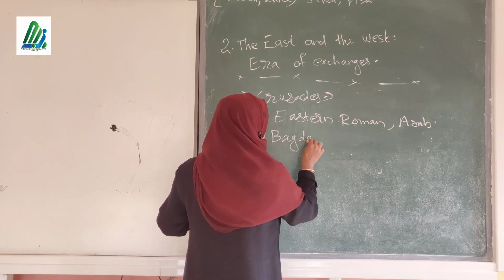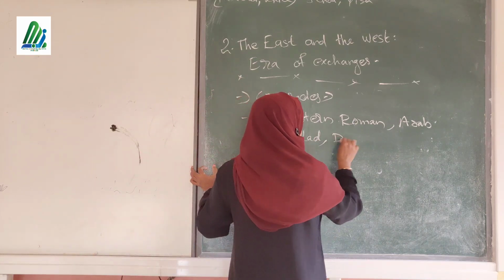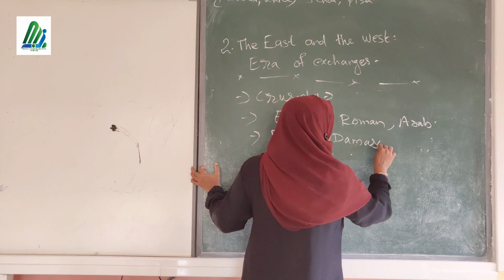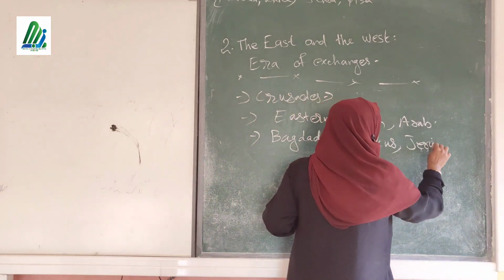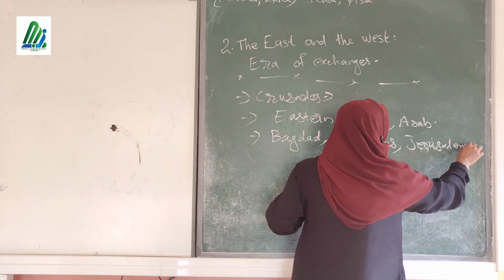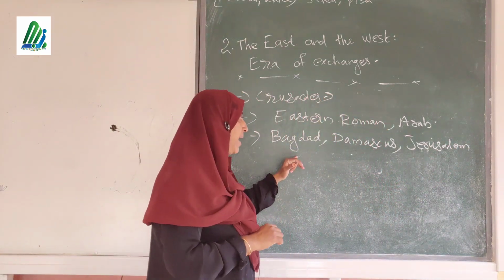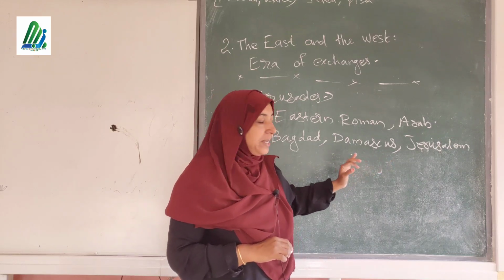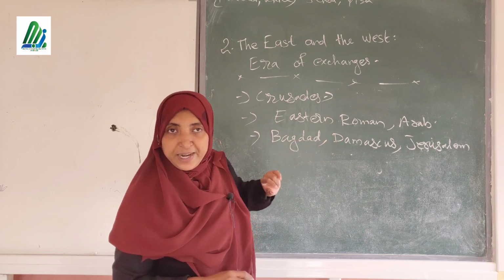Please note these places: Baghdad, then Damascus and Jerusalem. So please note these places: Jerusalem. Okay, so the Italian traders had a good trade relationship with Baghdad, Damascus and Jerusalem. These were very important places for trading during that period.